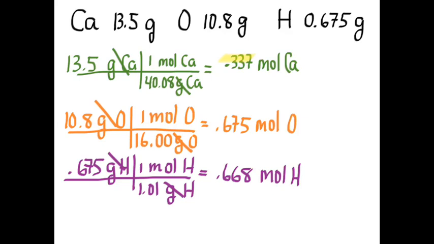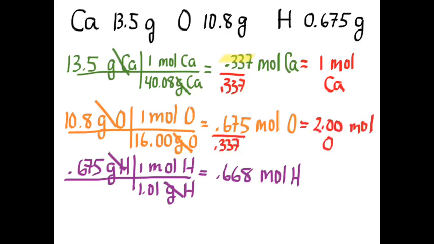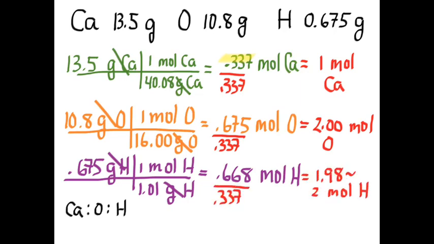Now, those aren't whole numbers. We need whole numbers to use as subscripts. We're guaranteed at least one whole number if we divide all of them by the smallest. 0.337 divided into 0.337 equals 1 mole of calcium. Divided into the moles of oxygen, you get 2 moles of oxygen. Divided into moles of hydrogen, you get 1.98, and that is very, very close to 2 moles of hydrogen. You can round it to 2. So our ratio is 1 to 2 to 2.